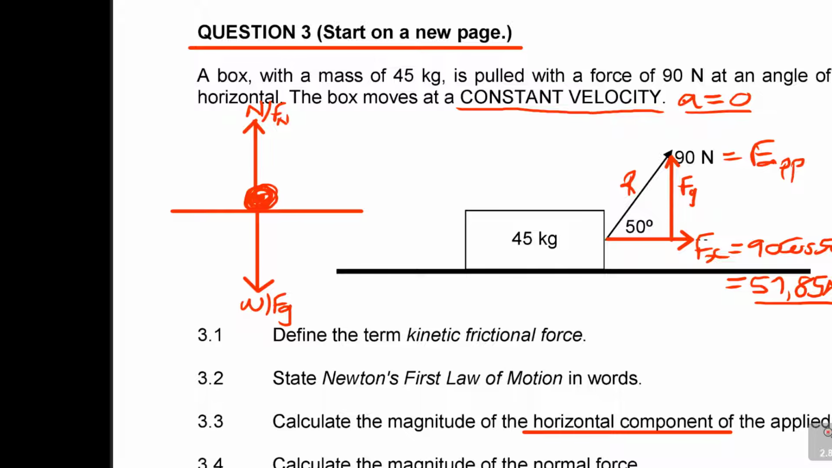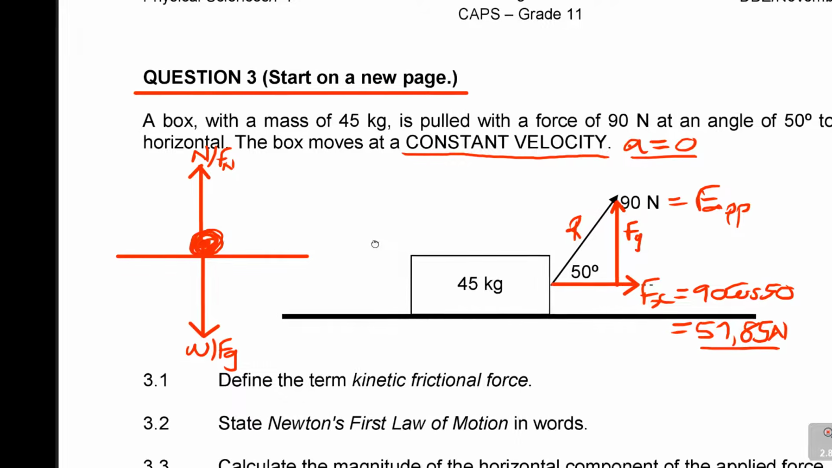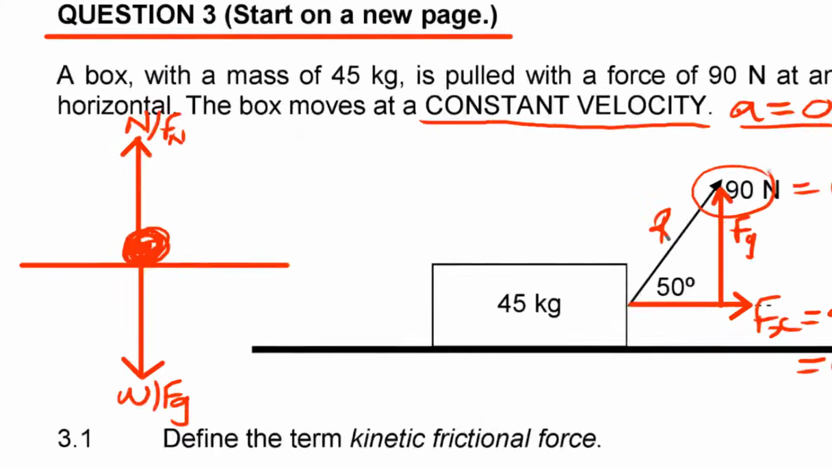The question says calculate the magnitude of the what? Of the normal force. But the interesting part here is there is an extra force which is pulling at an angle, that 90 degrees. You can't ignore it.